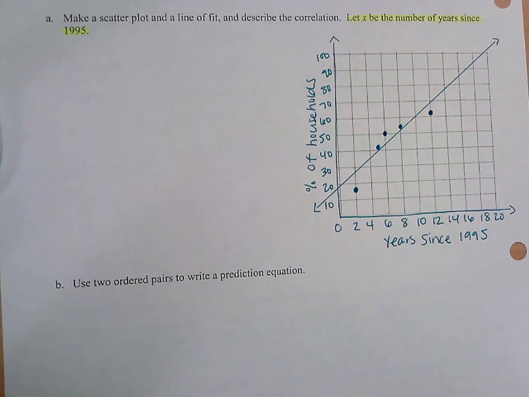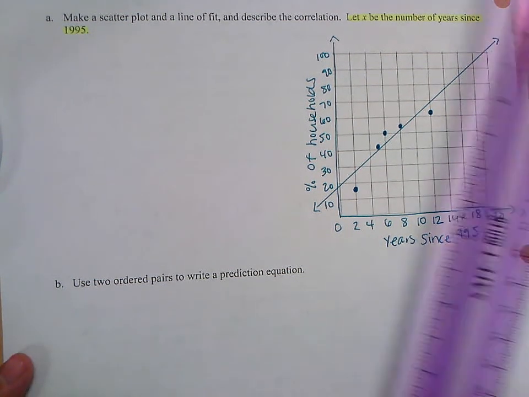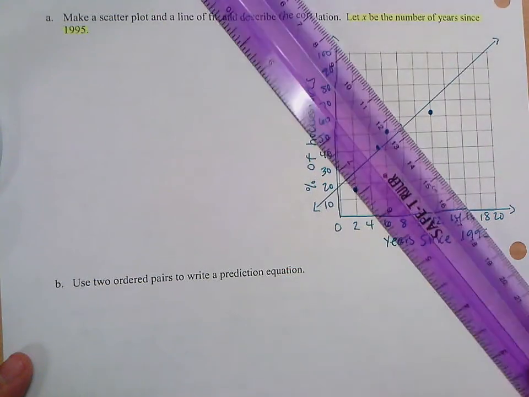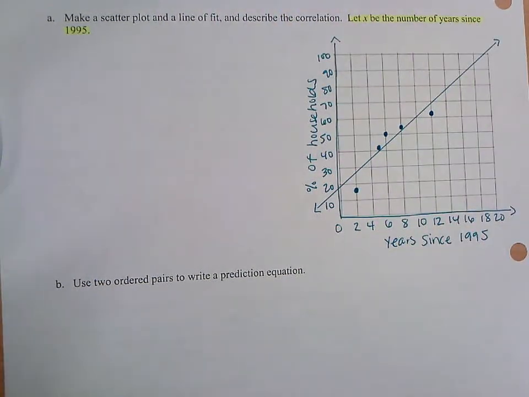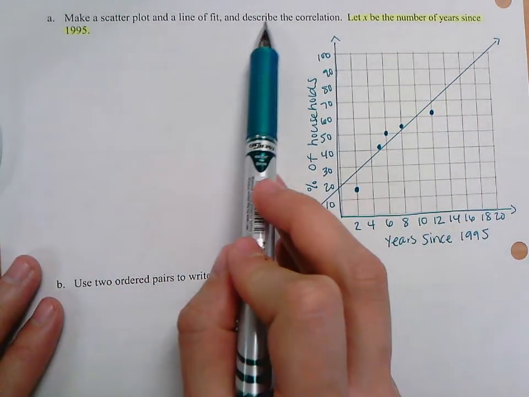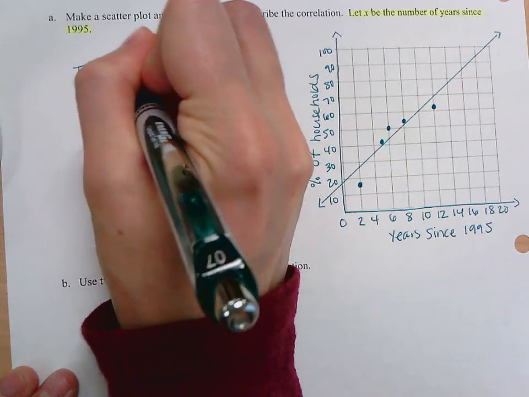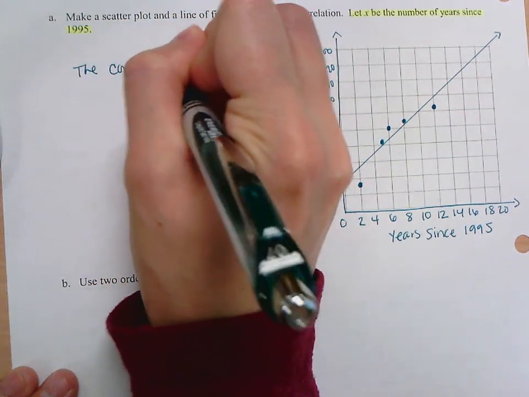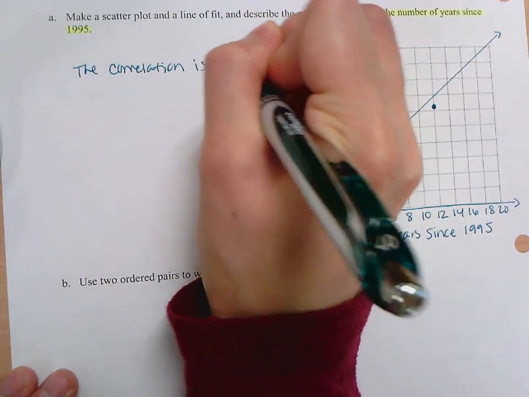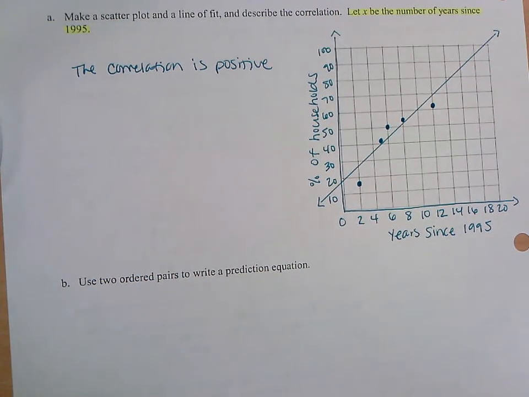You can always ask too, when you're doing the practice, if your line of fit looks okay. But if it's clearly not following that trend or going the opposite direction, something's off. So I'm going to say, I made my scatter plot, drew my line of fit, describe the correlation. So I'll say the correlation is positive. And then would you say that it's strong or weak?